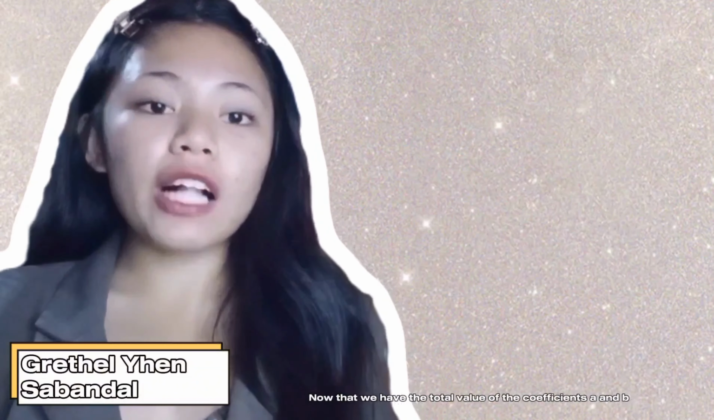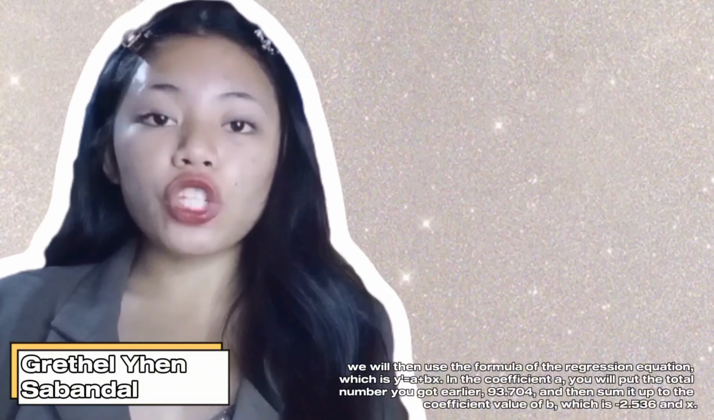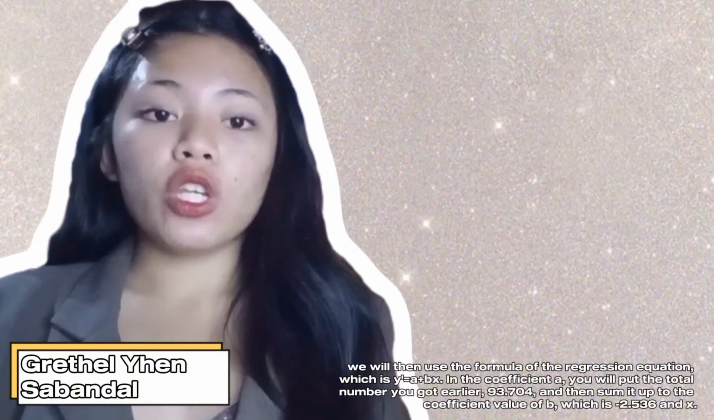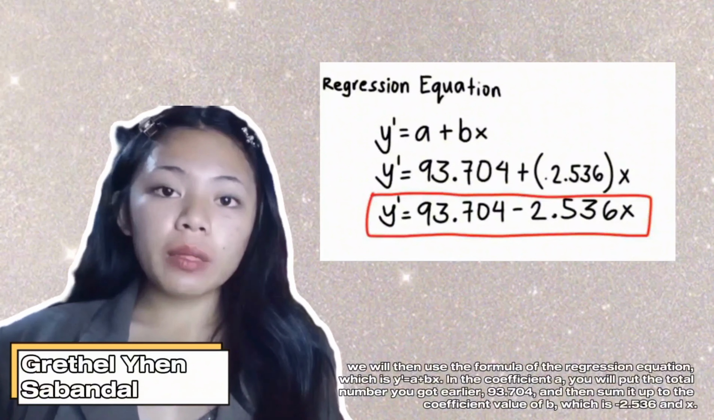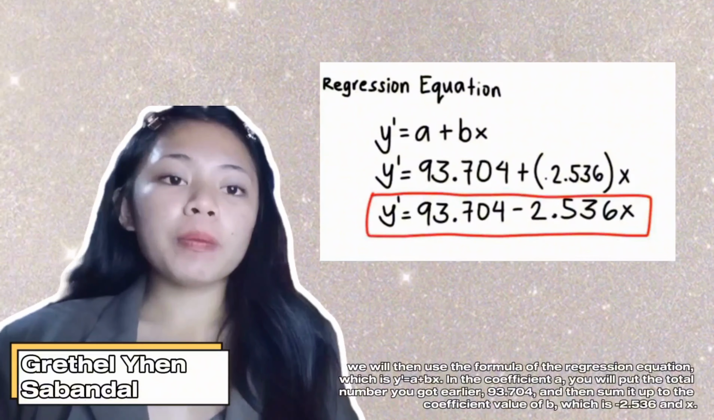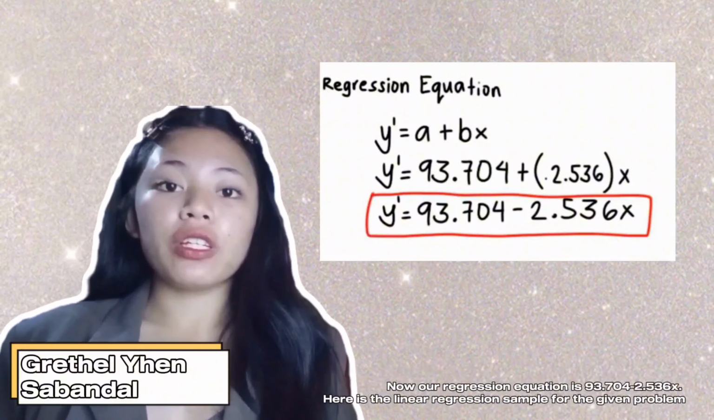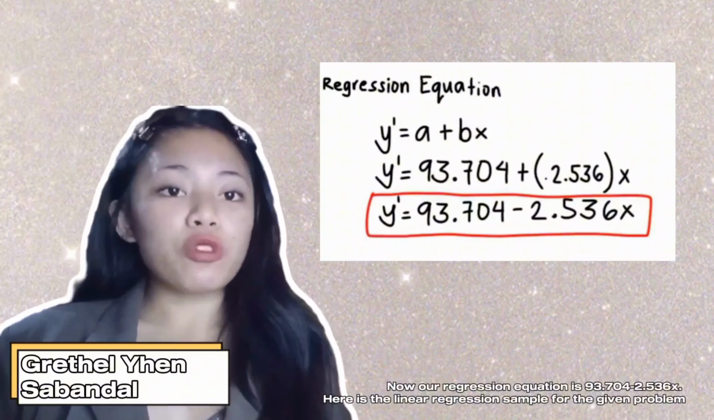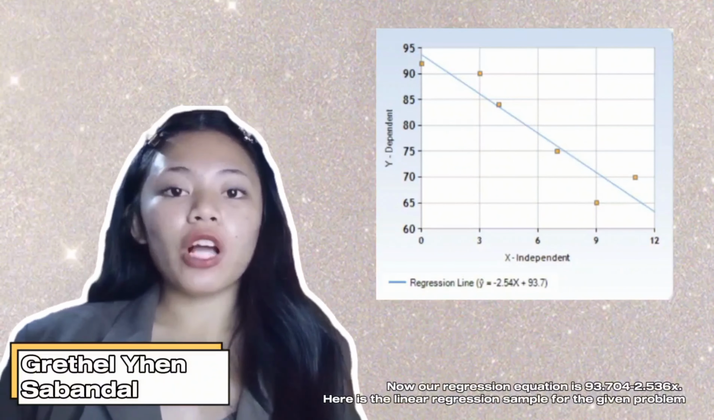Now that we have the total values of coefficients a and b, we will then use the formula of the regression equation, which is y prime equals a plus bx. In the coefficient a, you will put the total number you got earlier, which is 93.704, and then add to it the coefficient value of b, which is negative 2.536, and x. Now, our regression equation is 93.704 minus 2.536x. Here is the linear regression sample of the given problem.